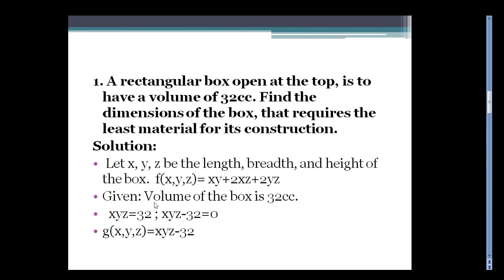Now the given constraint equation is that the volume of the box is 32 cubic centimeter. So what is the volume of the rectangular box? xyz equal to 32. Let us bring 32 to the other side: xyz minus 32 equal to 0. So let us take the constraint condition as g of x, y, z. Now we have f and we have g.